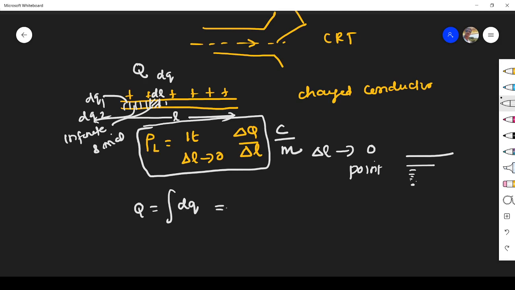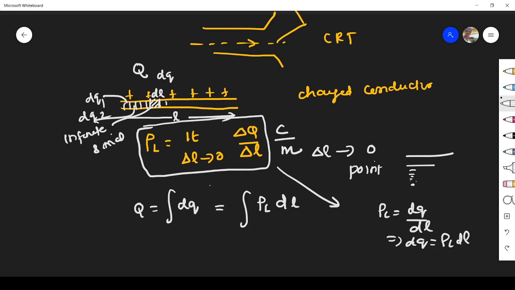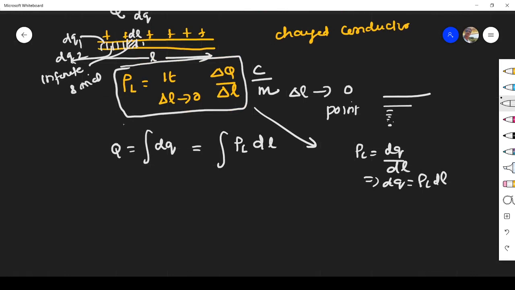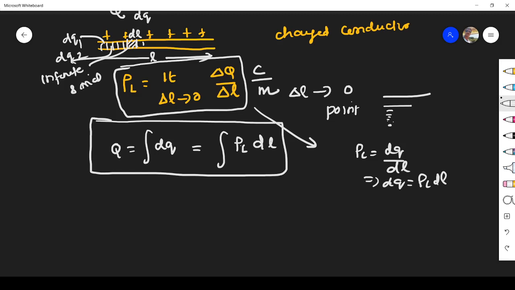Okay, so it is line charge. You see from this equation, dq will become rho L dl. Yes, because charge density rho L is equal to dq by dl. You see from here, this implies dq is equal to rho L dl. That's what I have written here. This is line charge. This equation is very, very important. We will use it in many locations. Okay, so this is line charge.